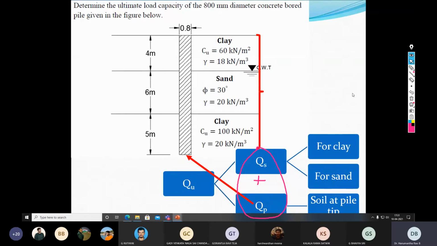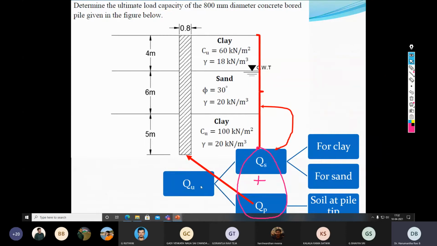Then the skin friction. The skin friction is the combination of all layers: clay, sand and silt. Point bearing resistance is calculated considering the soil at the pile tip, which here is clay, while the skin resistance is calculated considering all the three layers: clay, sand and silt over the 15 meter length.